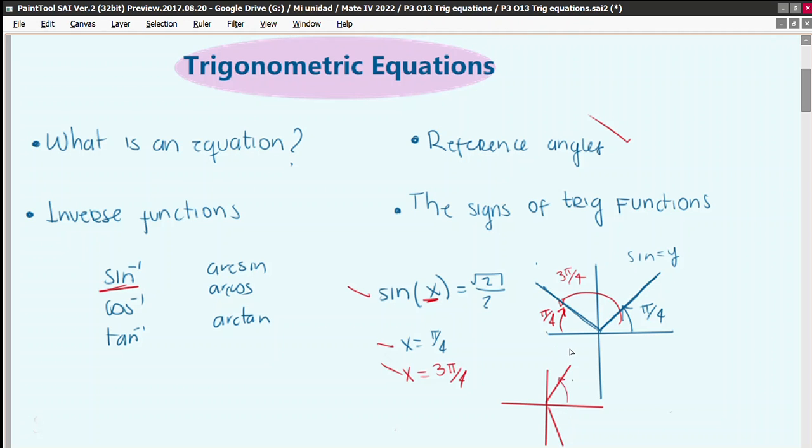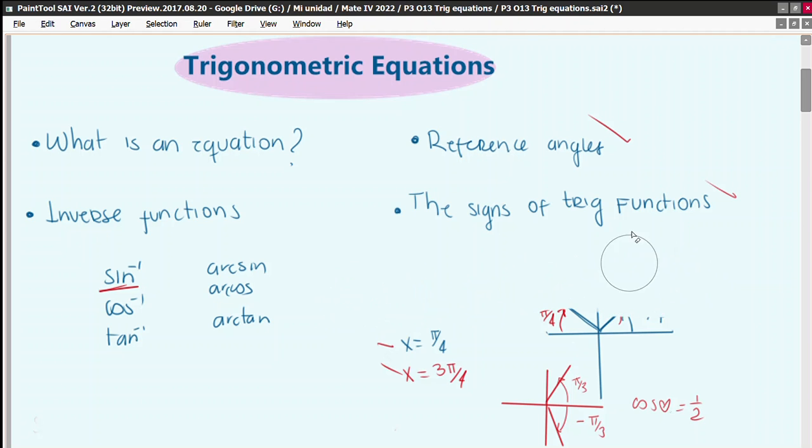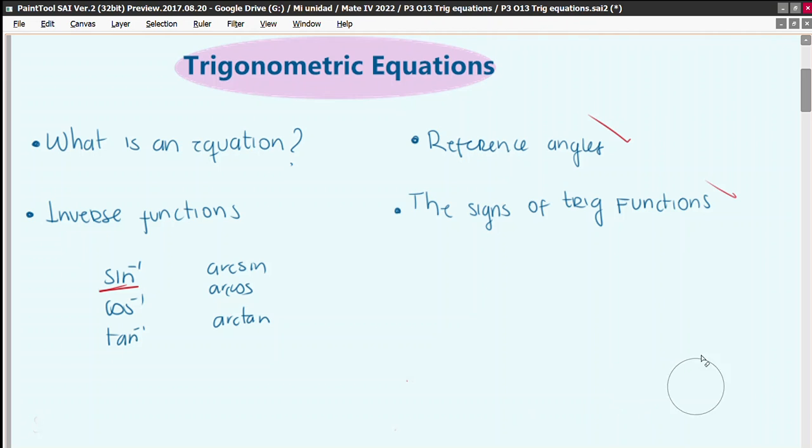cosine of pi thirds is the exact same thing as cosine of minus pi thirds. Okay, so if I want to find an angle that in return gives me 1/2, these are two possible solutions: pi thirds and minus pi thirds. Okay, so these are the two other concepts that we're going to use a lot to find solutions. Okay, so let's dive into the first really deep example.